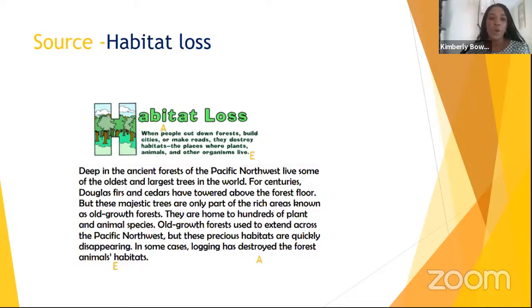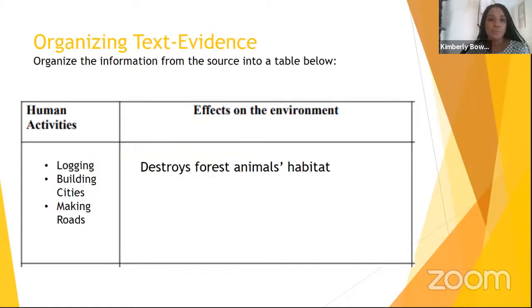So let's see how we can code the evidence, or organize the evidence, using a table. We've already coded the evidence, and let's see how best we can organize it. When we organize the text evidence, we're organizing the information from the source into a tabular format. We're looking at the human activities: logging, building cities, and making roads. The effect all of these activities have on the environment is that they destroy forest animals' habitat.